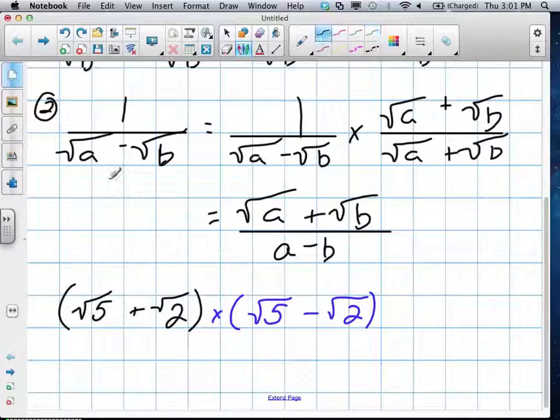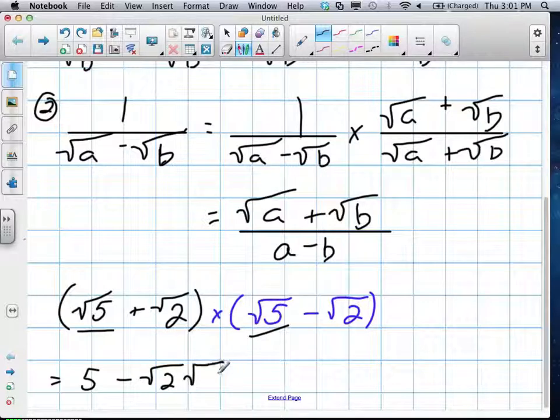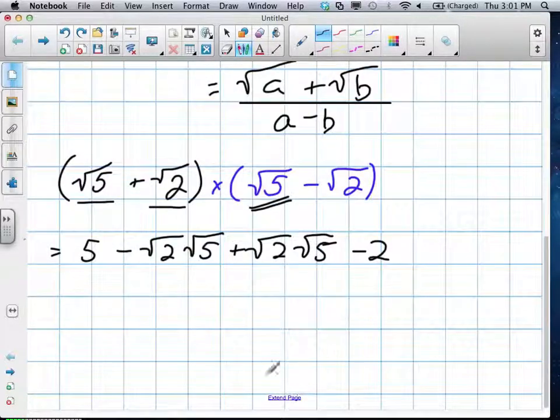Okay, so if you guys remember your FOIL, that's root 5 times root 5. What's that going to give me? 5. Root 5 times negative root 2 is just going to give me negative root 2 times root 5. I'm not going to equate that. Then we have positive root 2 times root 5, which is going to be positive root 2 times root 5. And finally, root 2 times negative root 2 is going to give me negative 2. Well, if we look at our like terms, the two terms in the middle are going to create a 0 or cancel each other out. So we're just left with 5 subtract 2.